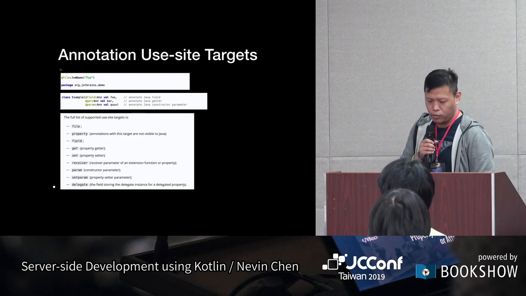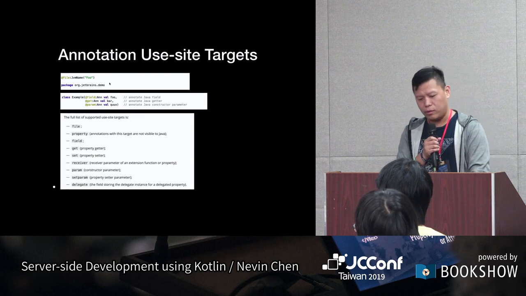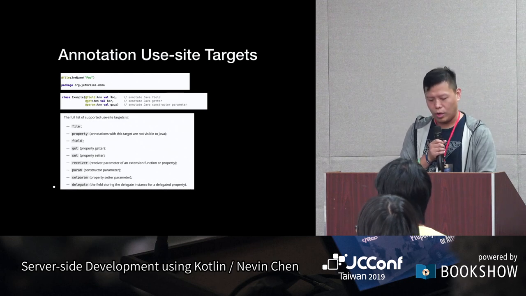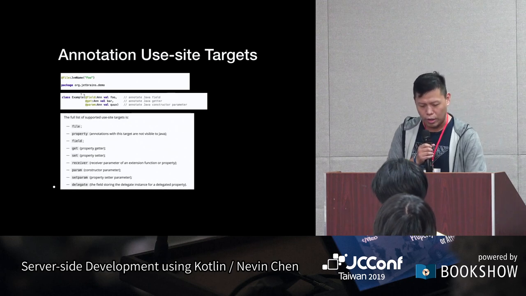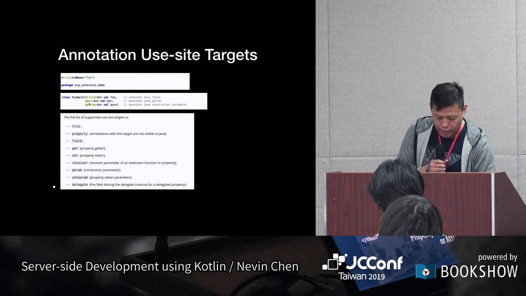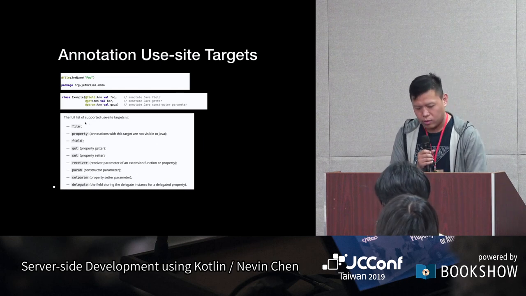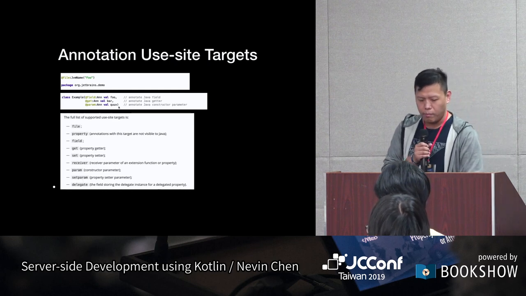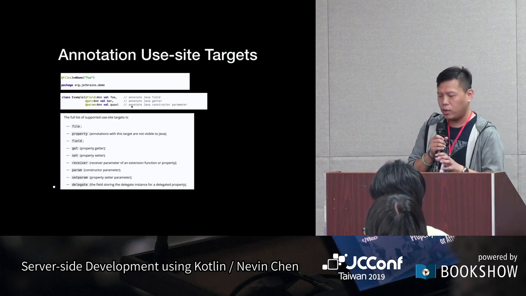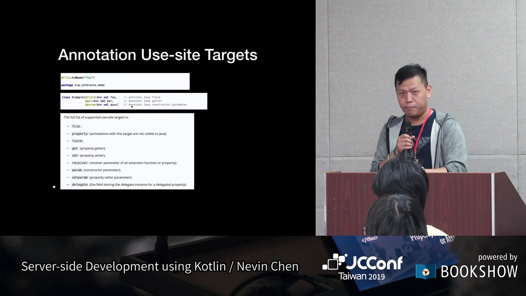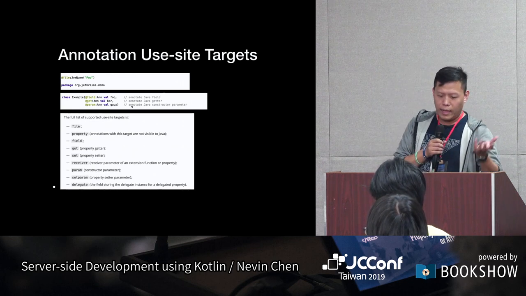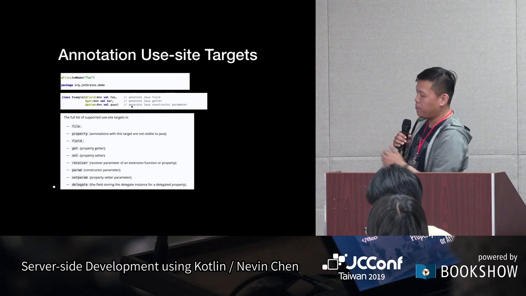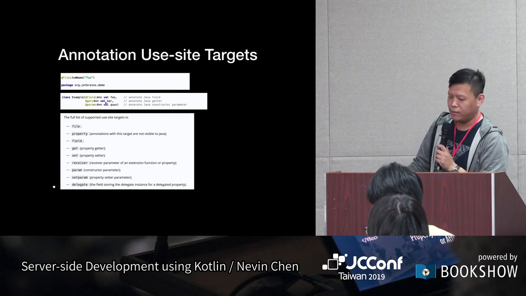This one, @file:JvmName. This file will compile to something more friendly to Java developers. You have field, get, and param. What are those used for? There are many selections. These options are important because Kotlin will generate the bytecode at compile time. For example, if you add some members in a class, it will generate getters and setters, right?